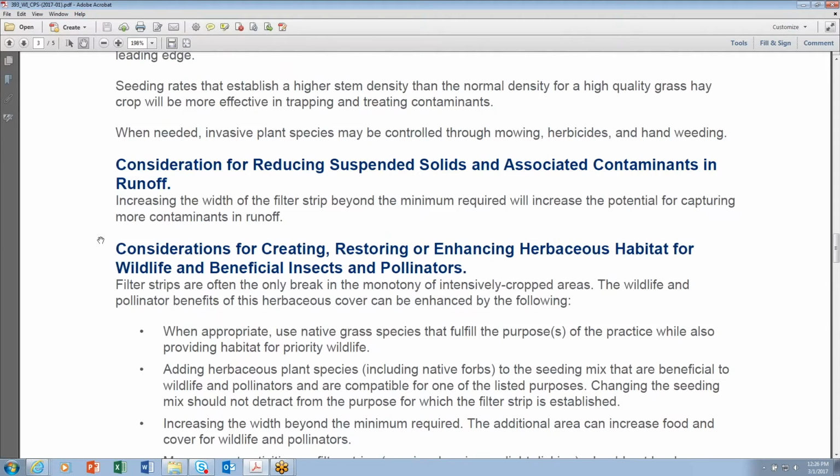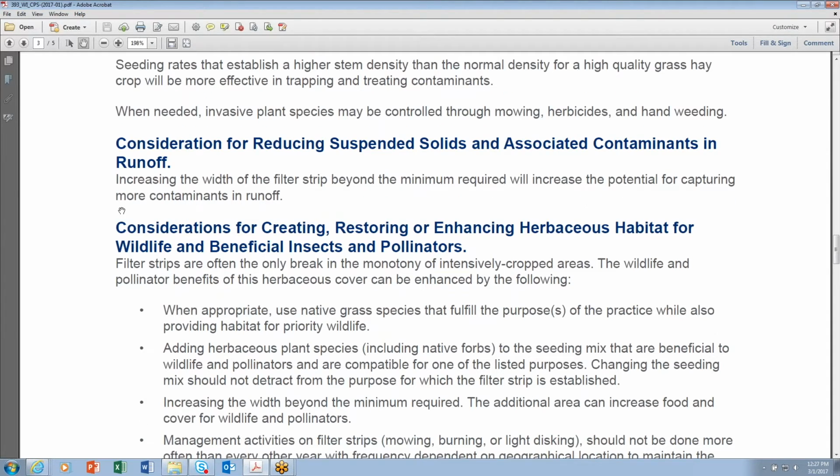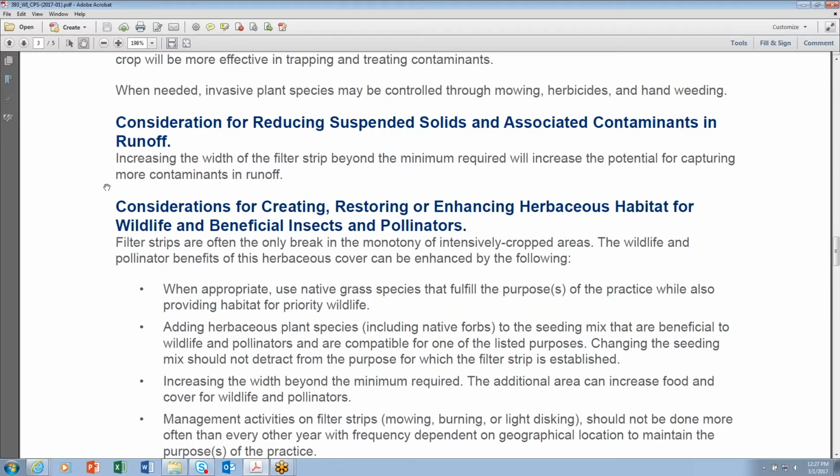Consider reducing suspended solids and associated contaminants in runoff. Increase the width of the filter beyond the minimum requirement if we need to be paying attention to that. So again, in Wisconsin, our maximum widths over history have been 120. And if we need more protection because of suspended solids coming into the filter strip, it goes without saying that maximums may be required in certain conditions.